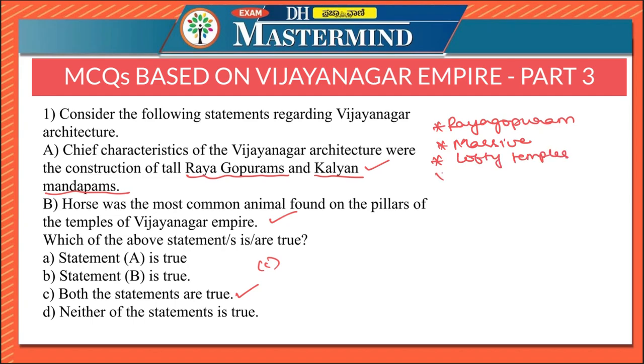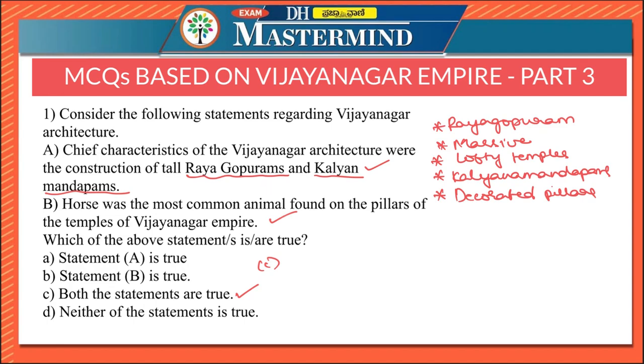One of the other major or unique features of Vijayanagar Empire temples is they included Kalyana Mandapams. The Kalyana Mandapams were used to conduct weddings, and there were Vasanta Mandapams as well. In addition to this, the pillars were highly decorated, and horse was the common animal found on the pillars of the Vijayanagar temples.